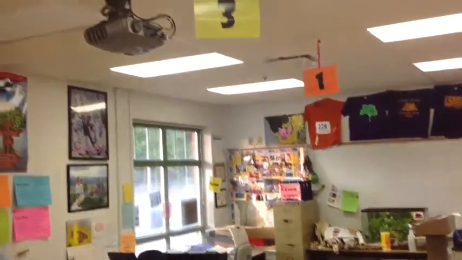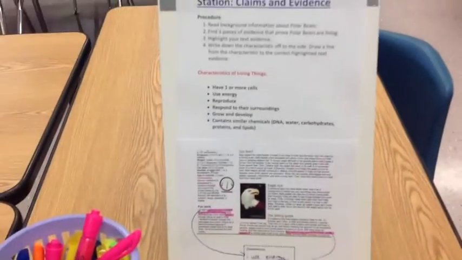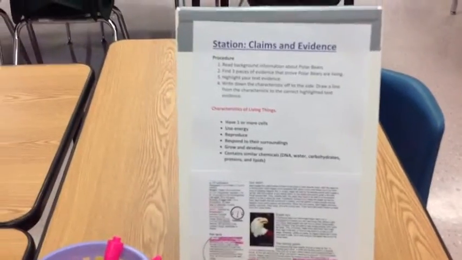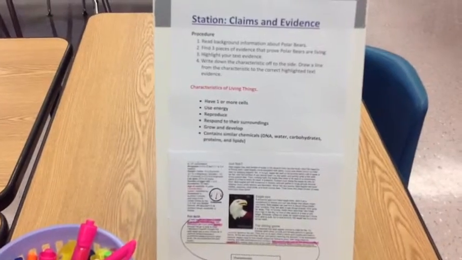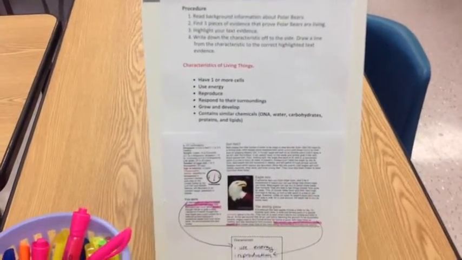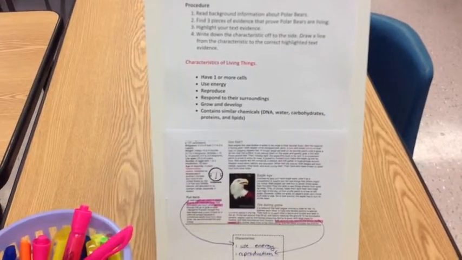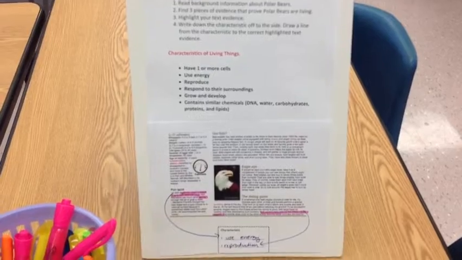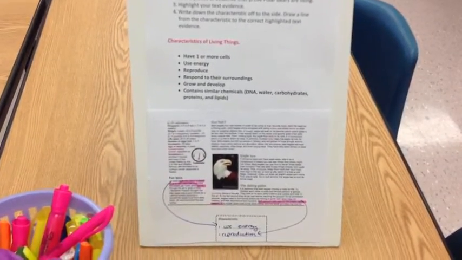Lastly, moving over here to table number 3. We are at the claims and evidence station. This is going to be the last station, or the last page of your student sheet. You are going to read some background information about polar bears, and you're going to find 3 pieces of textual evidence that proves that your polar bear is alive.